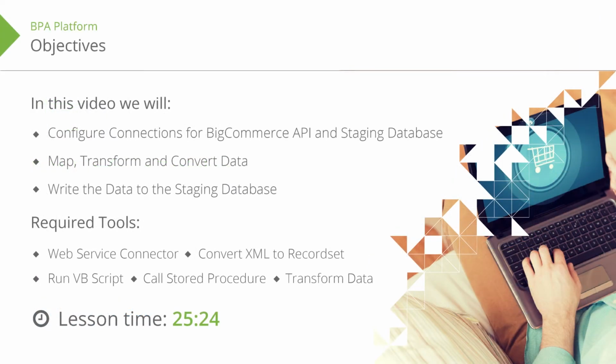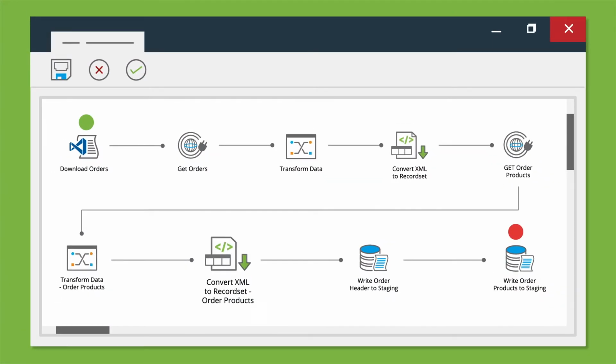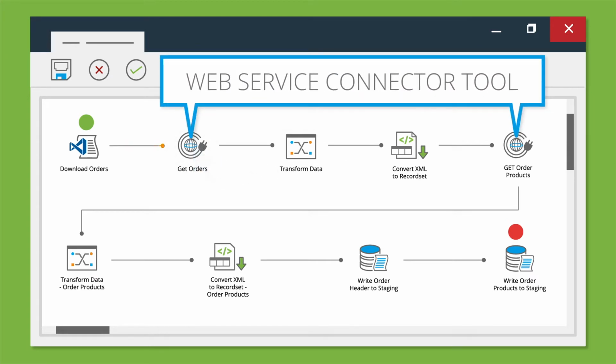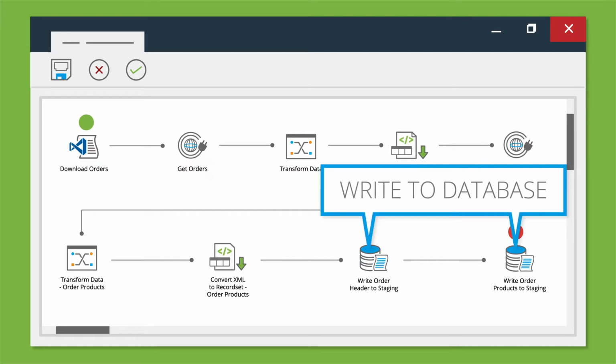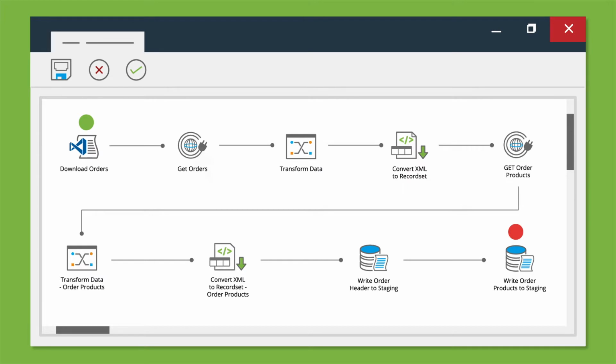Here are the objectives, required tools, and approximate running time for this video. On completion of this training exercise, we will use the Web Service Connector tool to connect to the BigCommerce API, map, transform, and convert the BigCommerce data, and write the order headers and details to the staging database. Please note that this is a tutorial, not a full production example.